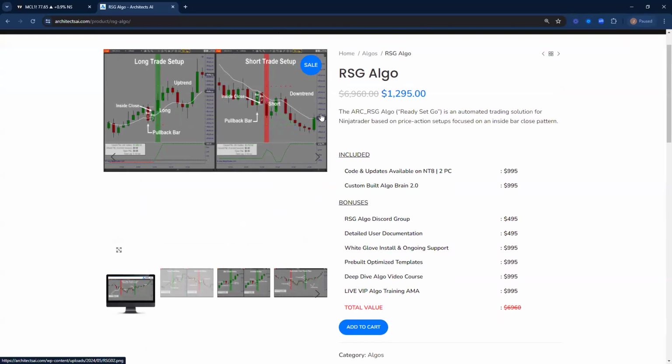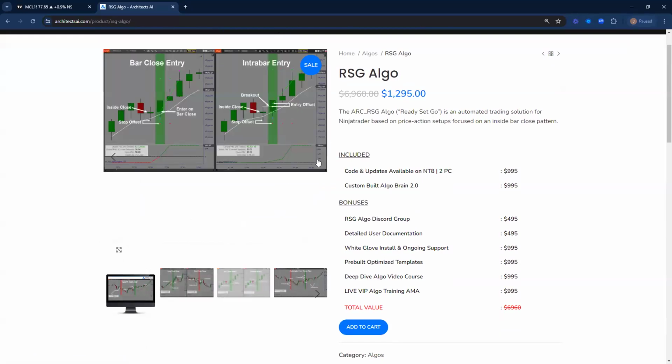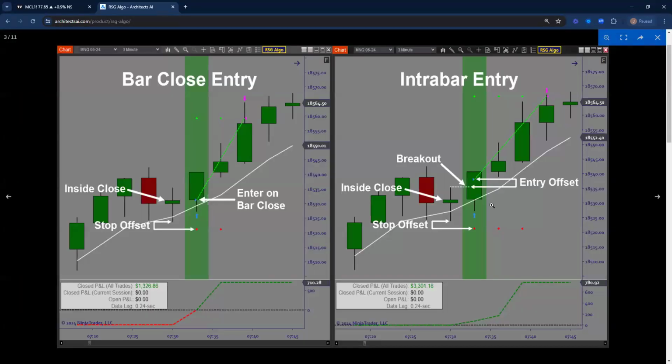I like, let me see if I can pull it up. Let's go into it.